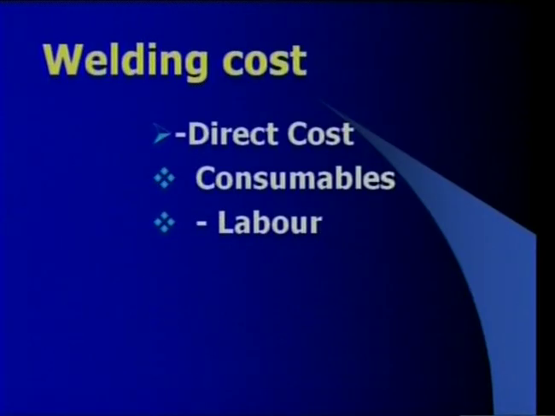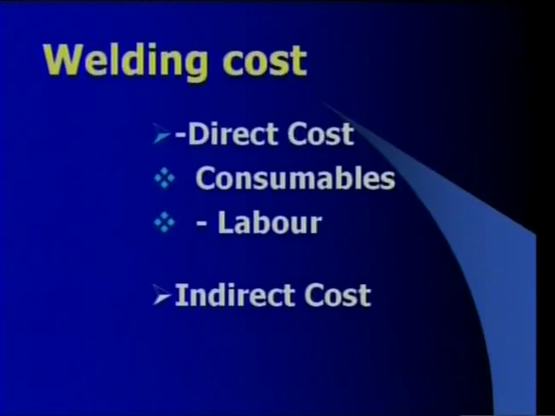Welding cost is broadly divided into direct cost and indirect cost. Direct cost includes consumables cost. The consumables are electrodes and filler rods, and labor cost. Labor cost is the wages and salaries we give for edge preparation as well as the process of welding. So, that comes under labor cost.